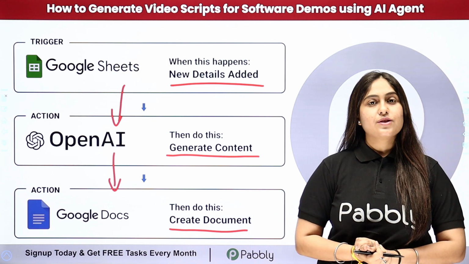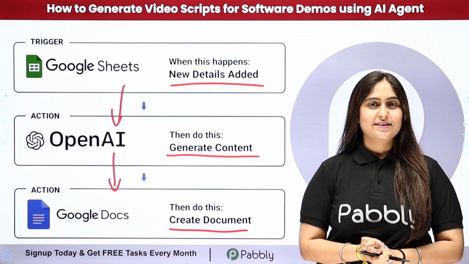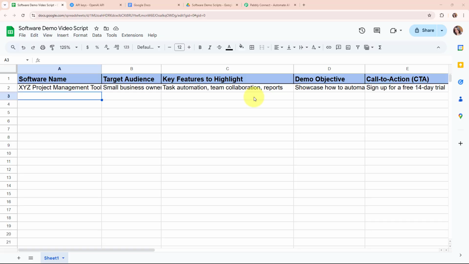So to see the working of this automation and to learn this process step by step, let me take you to my screen. Welcome to my screen. In this video, I'll show you how to automatically generate video scripts using an AI agent. So this will help you save time, create engaging demos, and effectively showcase your software's features.